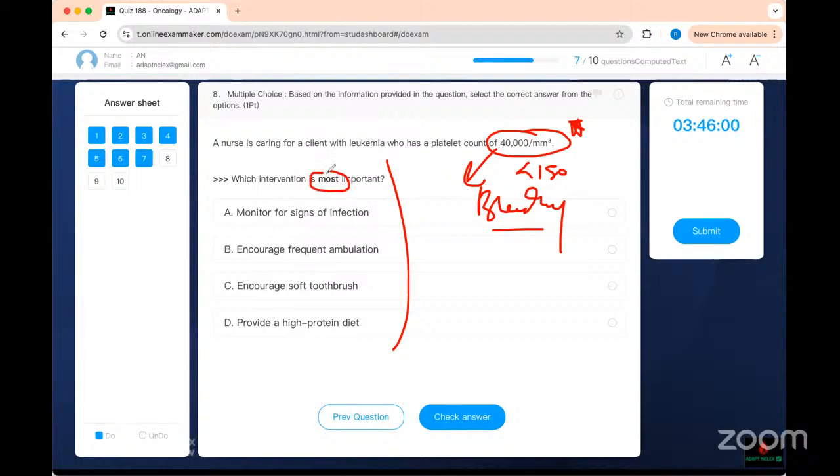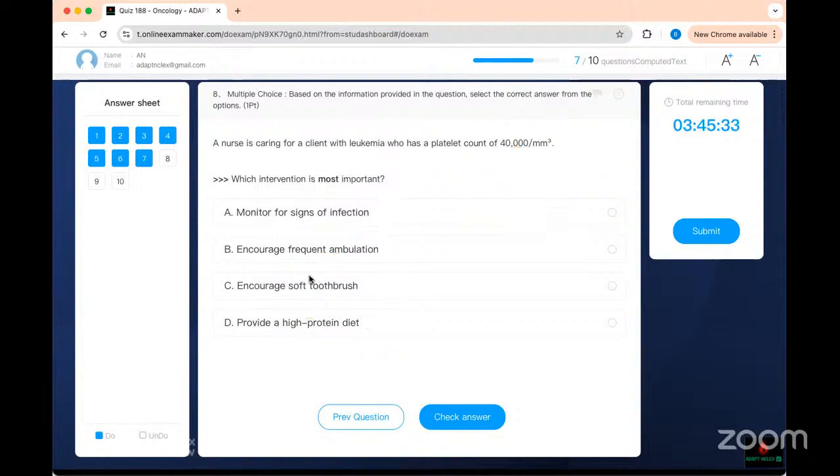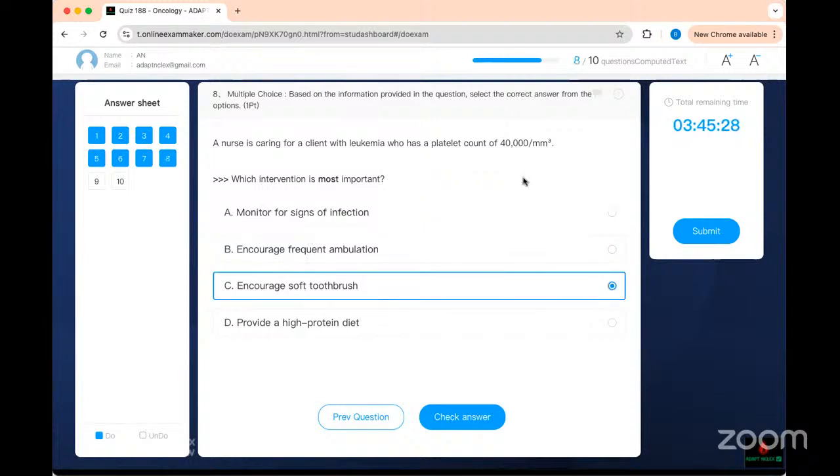40,000 of platelets, I'm going to bleed. Signs of infection, I'm not bleeding. Walking, I'm not bleeding. Soft toothbrush, it means I want to prevent bleeding. Protein diet, it has nothing to do with the platelet. You see these kinds of questions. When you see them, don't look at the answer choice. Just look at the content the question is asking, and you'll be able to answer it.